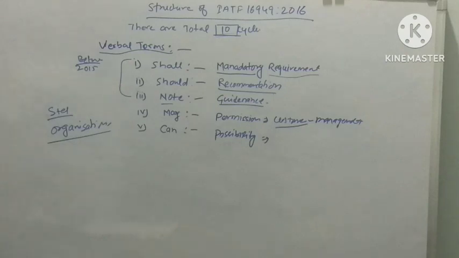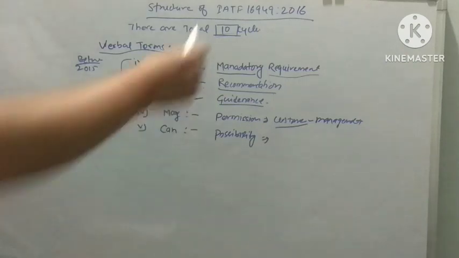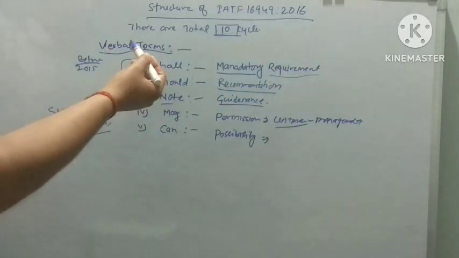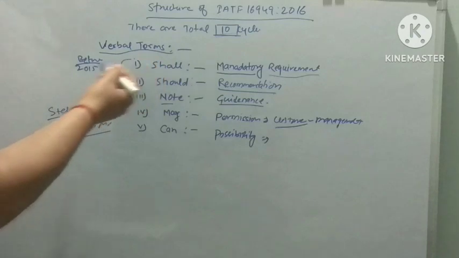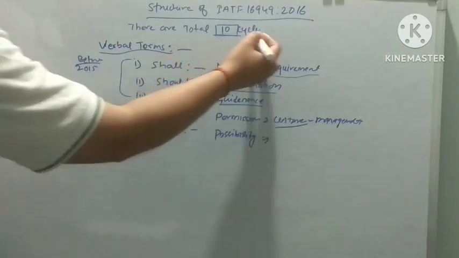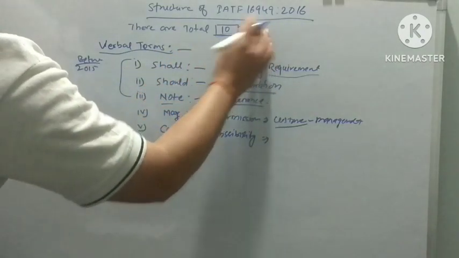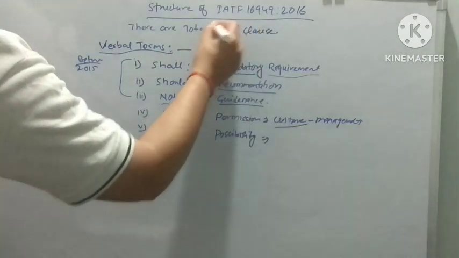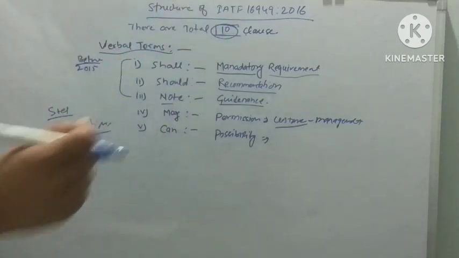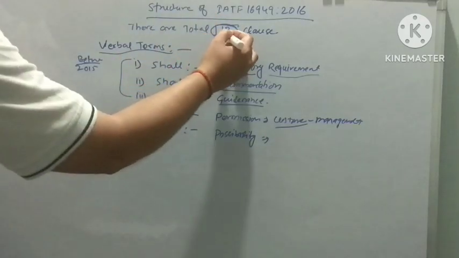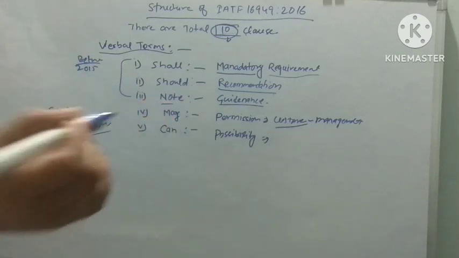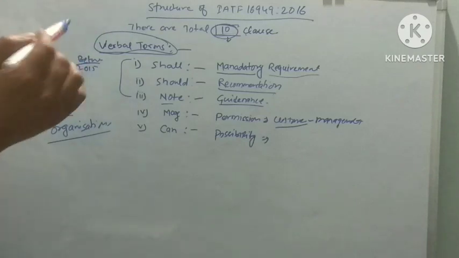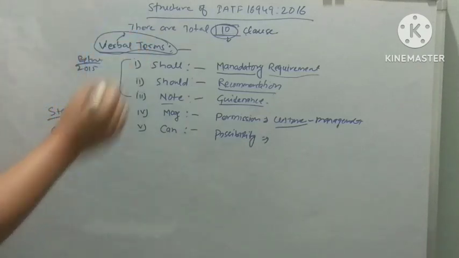We talk about the structure of IATF 16949:2016. If we are talking about the structure, then we will discuss the clauses. So how many clauses? There are 10 clauses in IATF. But before going to the clauses, we have to understand some verbal terms which are used in the standard. Verbal terms means this is a language.